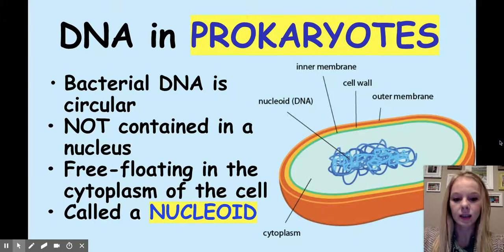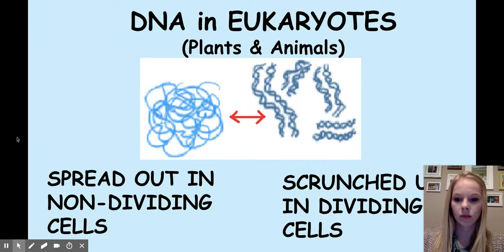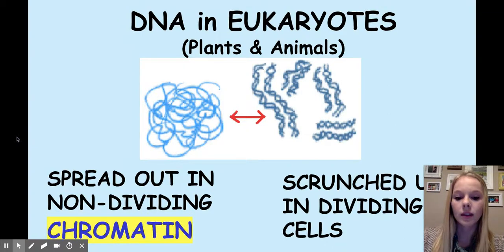Before we get into the various phases of the cell cycle, we first need to understand DNA. All cells contain genetic information in the form of DNA. Prokaryotes, like bacteria, have a single strand of DNA that is circular and floats freely around the cytoplasm of the unicellular organism. It is not contained in a nucleus like eukaryotic DNA is. In non-dividing eukaryotic cells like plants and animals, the nuclear DNA is spread out into a stringy-looking substance called chromatin. In cells that are dividing, this chromatin becomes more organized and condenses into structures called chromosomes.